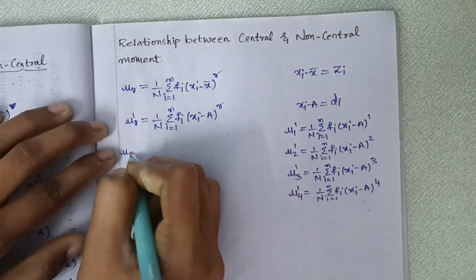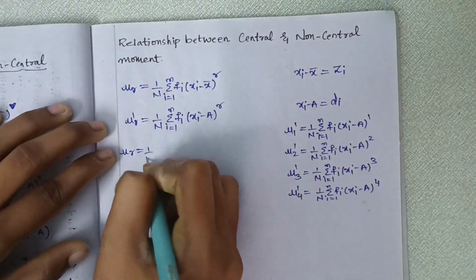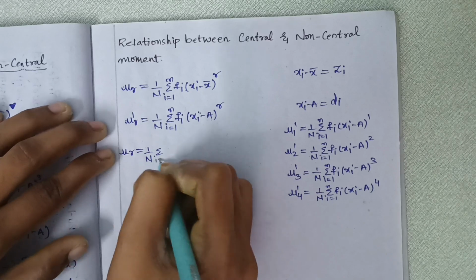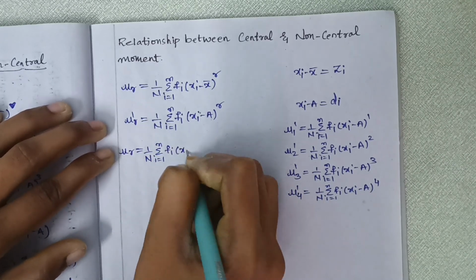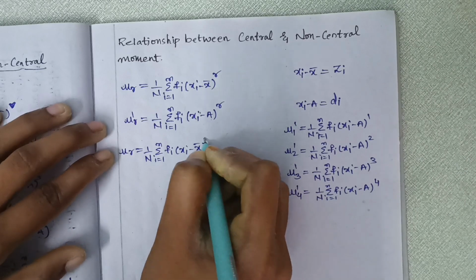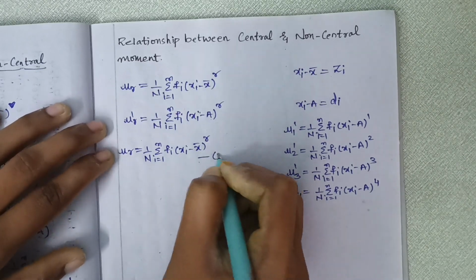Therefore mu r is equal to 1 by n summation i equals 1 to n fi into (xi minus x bar) whole to the power of r. Consider it as equation 1.